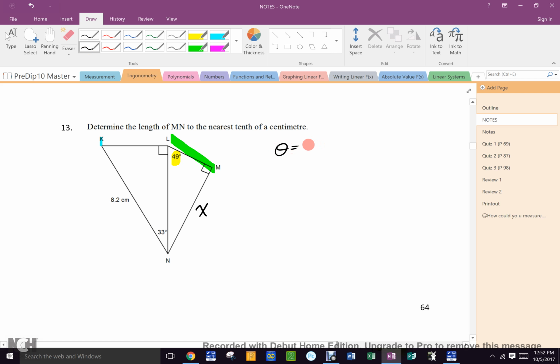My theta is 33. My h is 8.2. What do I need? My adjacent, which right now I'm going to call y. I called it x. It doesn't matter. It just needs a variable.